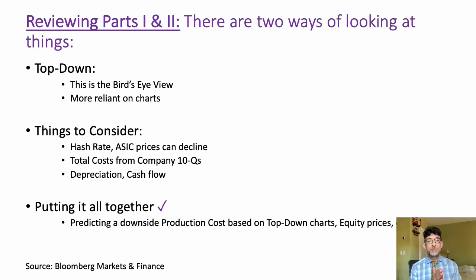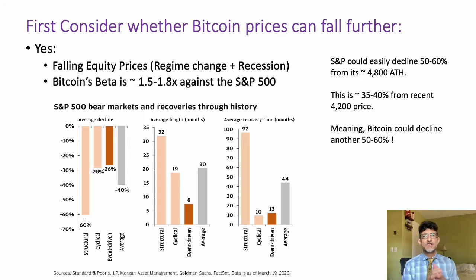And today, we're going to discuss putting it all together and trying to determine what Bitcoin's floor price, or bottom price, could be in the next quarter or two, from information on production cost. First, we're going to consider whether Bitcoin prices can fall or not. And my answer is yes.